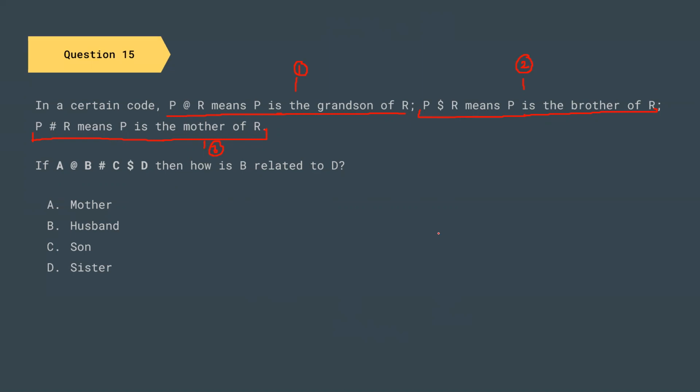A at the rate B. That means A is grandson of B. B is mother of C, and C is brother of D. Fine. C is brother of D.